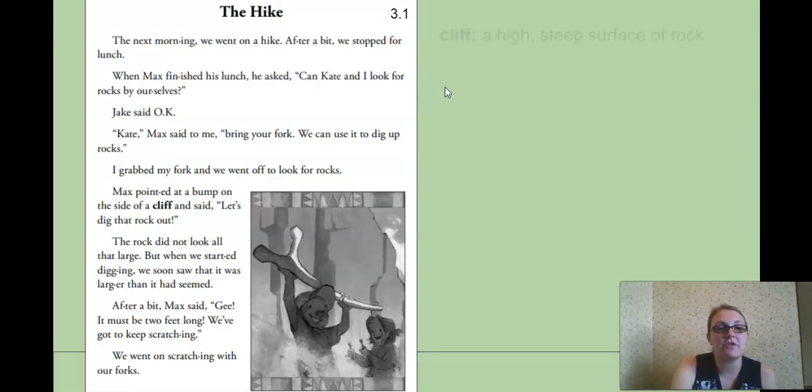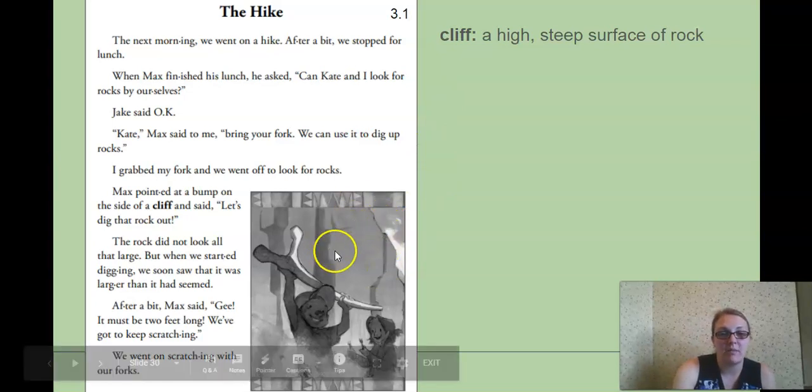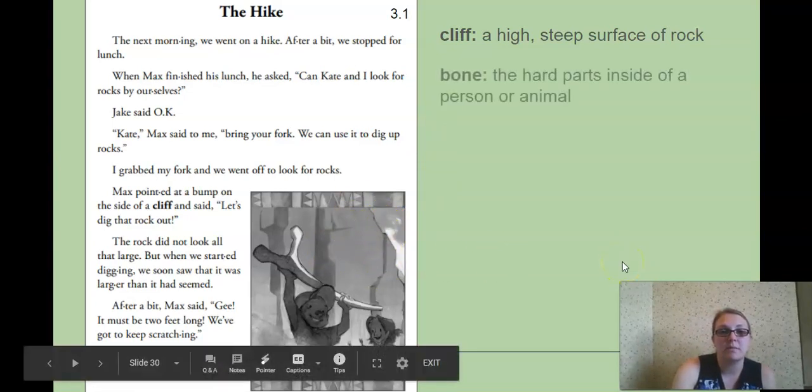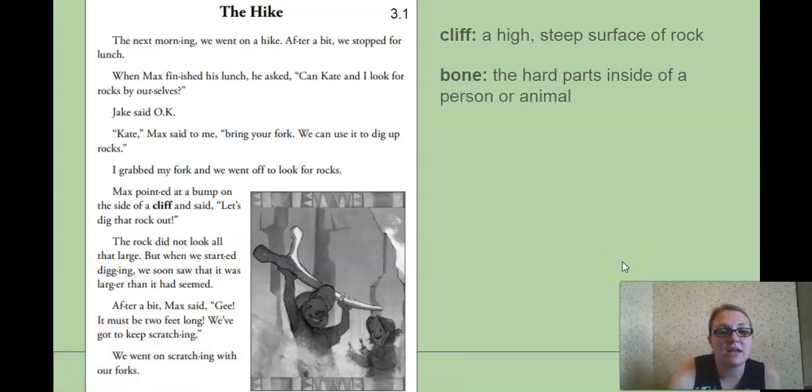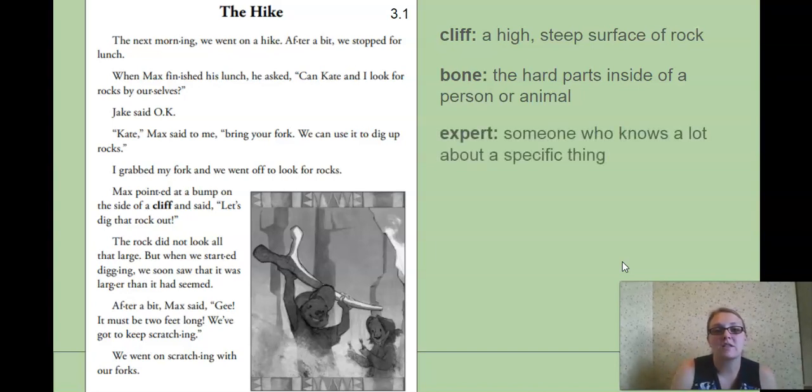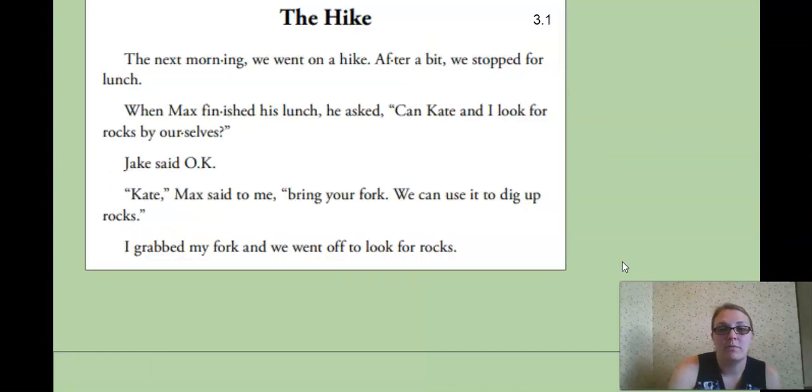Here's our story for today. Our vocabulary word, cliff, a high, steep surface of rock. You kind of see the cliff in the picture behind them. It's really high and steep. And on the next page, you can't see it, but our other vocab word is bone. We know that bones are the hard parts inside of a person or an animal. Expert, someone who knows a lot about a specific thing. So an expert will tell you a lot of information about something that they know a lot about.